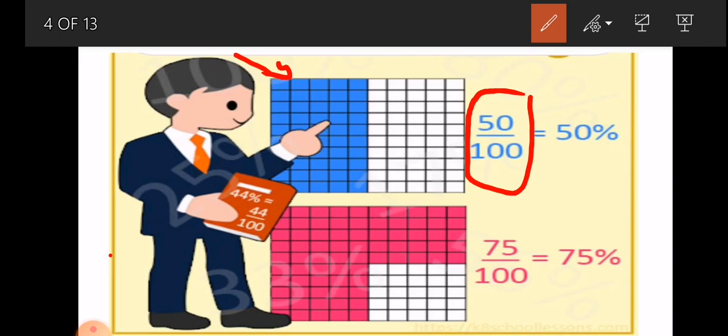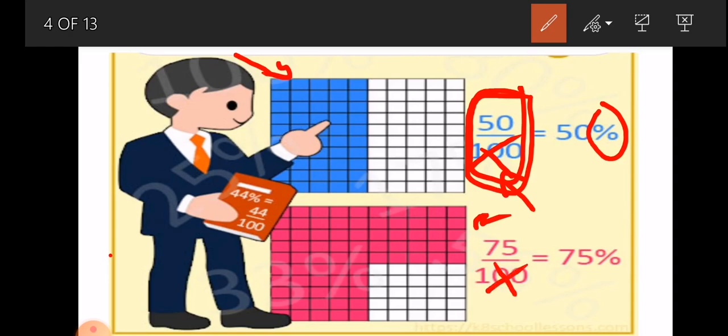So again, if you have a ratio written in fraction form, and the number down is 100, it means it's a percent. I can remove the 100 and replace it with this sign. So instead of writing 50 over 100, I can write 50, then the percent symbol. Let's see the other one. Here, how many are colored on this shape? If you count, you will find 75 colored out of 100. So 75 to 100. Can I write it as a percent? Yes, I can. I can remove the 100 and just write 75%.